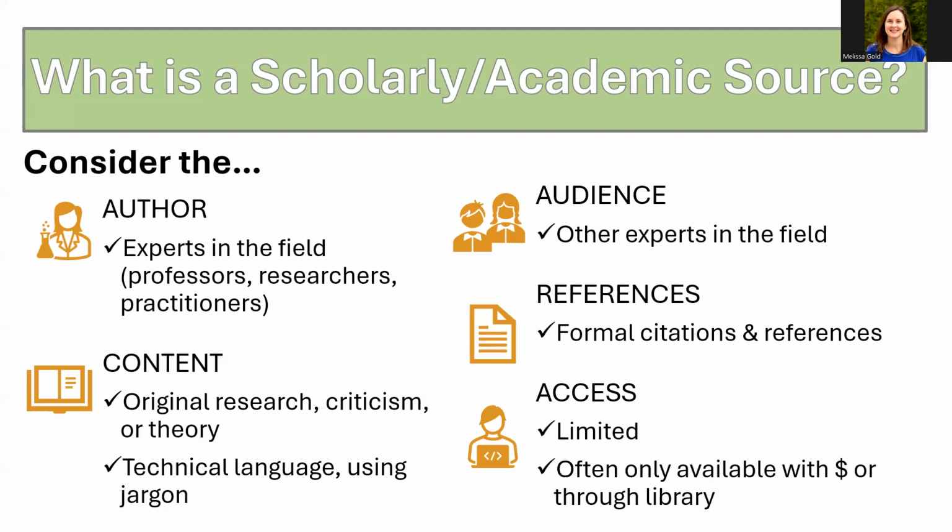A scholarly academic source will be written by experts in the field. Professors, researchers, sometimes practitioners, they are going to be people that are very knowledgeable in what they're writing about. Also consider the content. You'll see usually original research. That's usually what you're looking for in the sciences, but sometimes scholarly literature can involve criticism or theory.